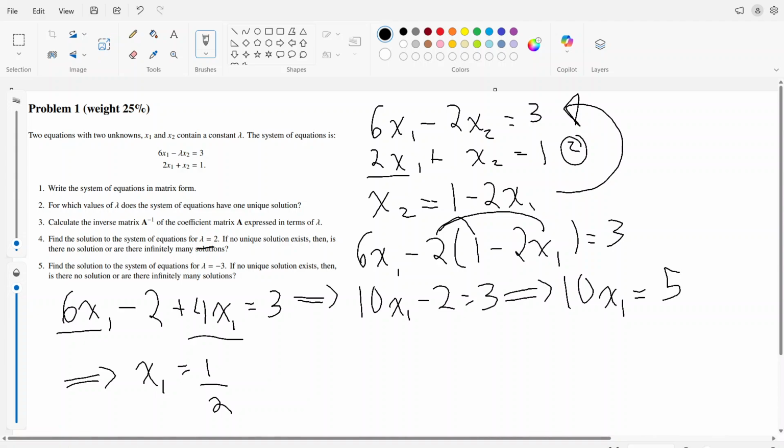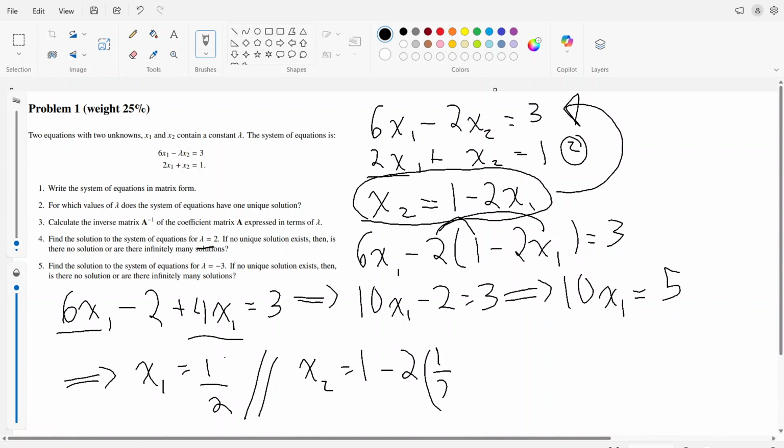When x1 is 1/2, we need to find x2 as well. But we have this equation over here where we isolated x2, so we can substitute x1 into that. So x2 equals 1 minus 2 times 1/2, which equals 1 minus 1, which equals 0. So our answer for number 4 is that x1 equals 1/2 and x2 equals 0.